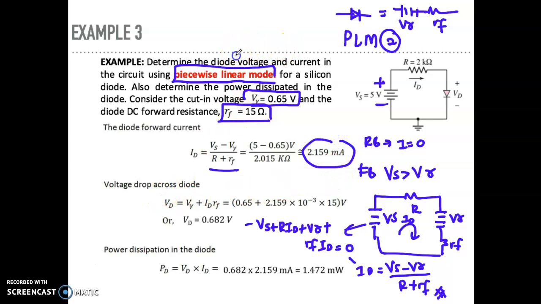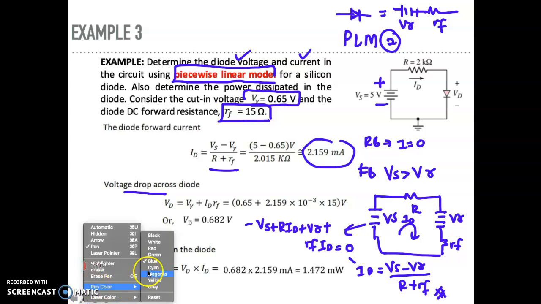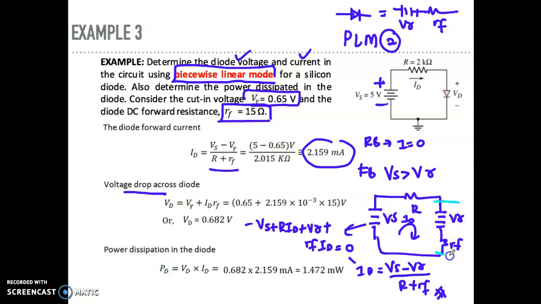Again, this question will ask for the diode voltage and diode current. So what is the diode voltage? This is the diode, right? So you're going to replace this with these two elements. What is the voltage drop at the diode? So VD is equal to V gamma plus ID RF. So the same here. Okay. The last question, how can you get the power dissipation, not for the whole circuit, but power dissipation of the diode? You just multiply VD and ID.